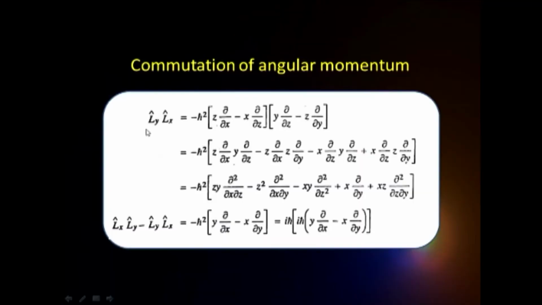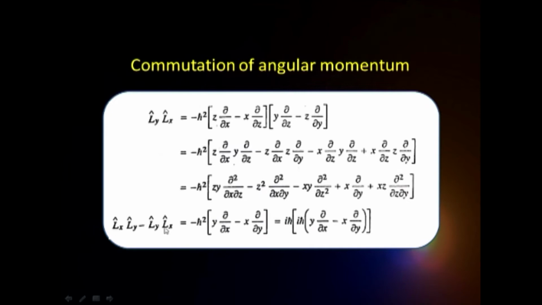Then the second term, if you try to look at L_y L_x, the order of the operator has been changed. So, it is going to have a very similar expression, like minus h cross square, z curl by curl x minus x curl by curl z, y curl by curl z minus z curl by curl y. The same way they will be multiplied, and we are going to get an expression which looks like this.